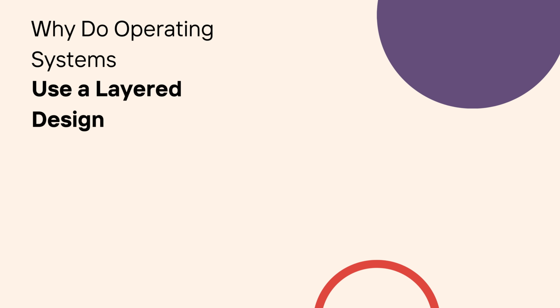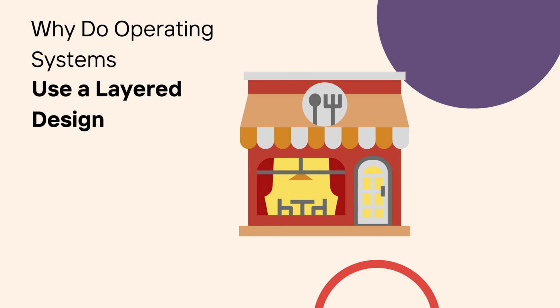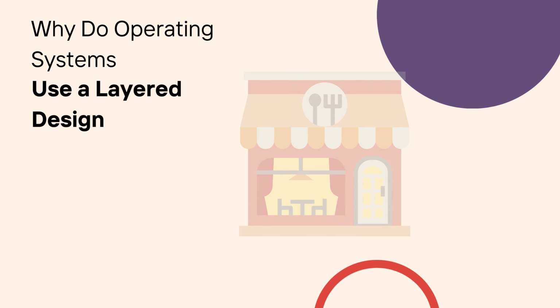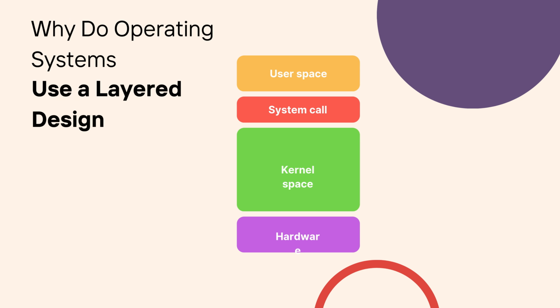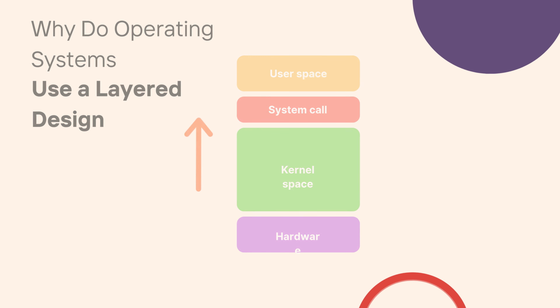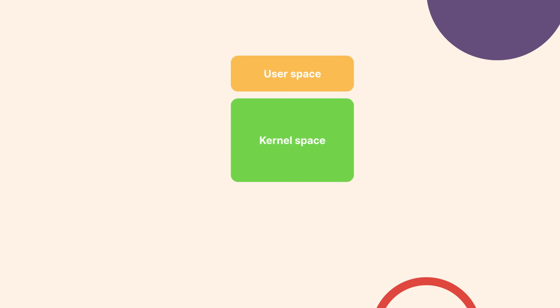Think of going to a high-end restaurant. You sit at your table, order food, and wait for it to be served. You don't go into the kitchen or touch the stove. Operating systems work in much the same way. They separate application logic from low-level system resources and provide abstracted interfaces so apps can run safely and efficiently. This separation forms the foundation of the user space and kernel space model.